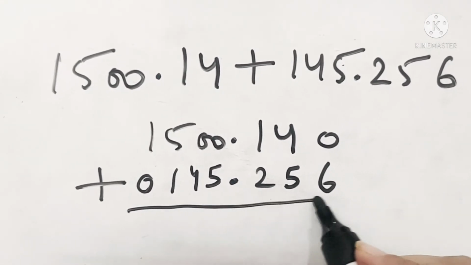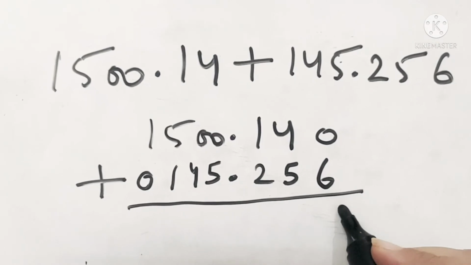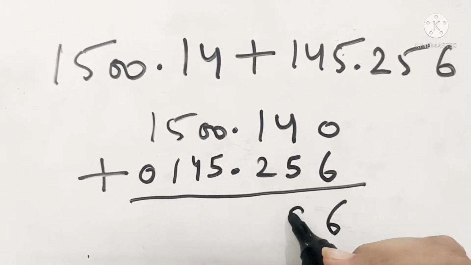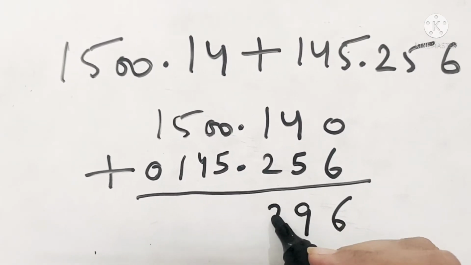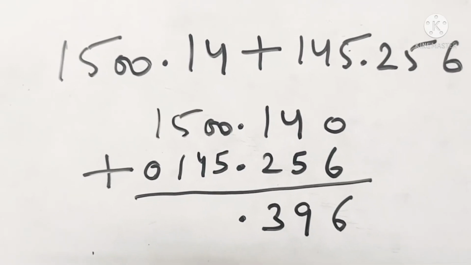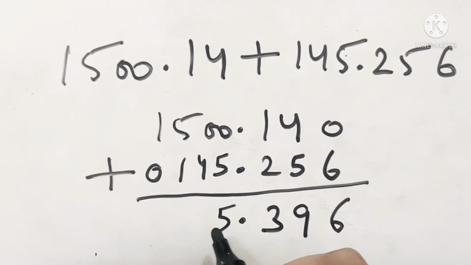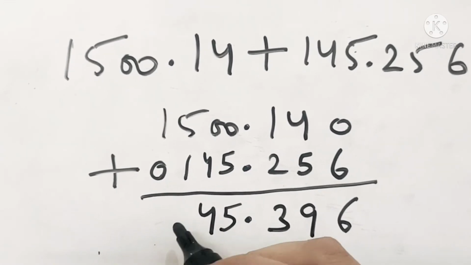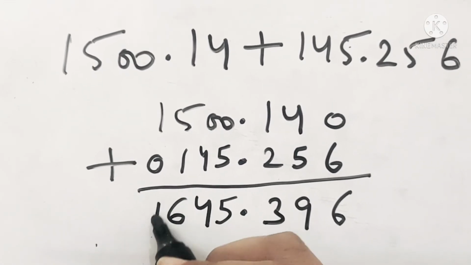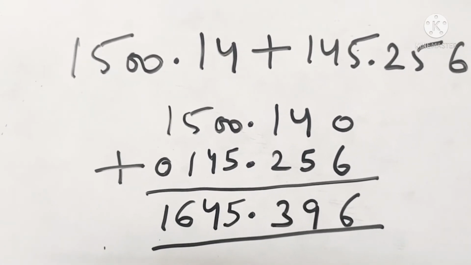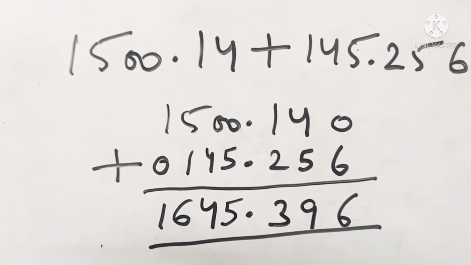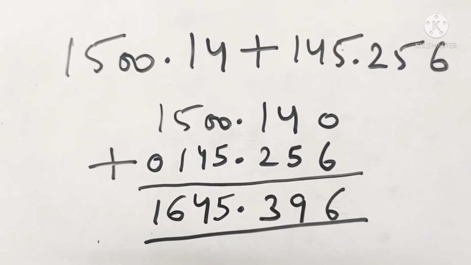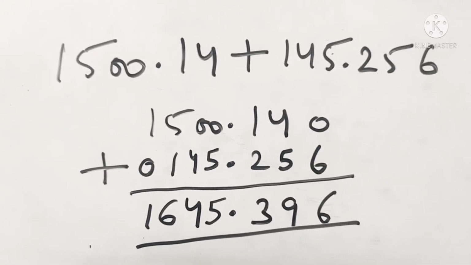Now you have to add it simply. So 0 plus 6 will give you 6, 4 plus 5 will give you 9, 1 plus 2 will give you 3, and decimal will come below the decimal. Now 0 plus 5 will be 5, 0 plus 4 will be 4, 5 plus 1 will be 6, and 1 plus 0 will be 1. So the final answer is 1645.396. I hope it is clear till now.